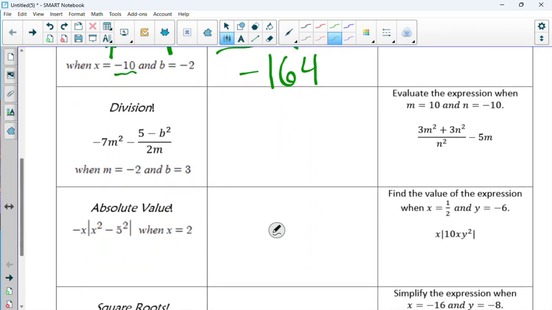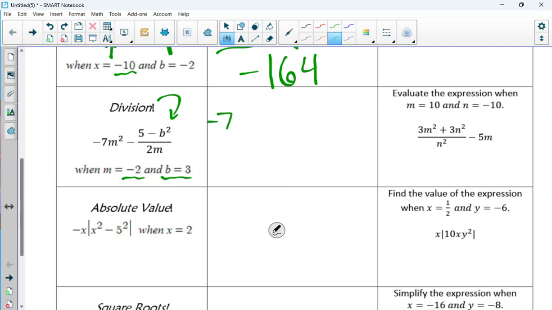All right, when we have a big division problem like this, it's really important that we set it up exactly like we see it, where this whole expression is on the bottom of that fraction. I'm going to show you how to do that when we get to the calculator part. For right now, I'm just going to substitute those numbers in. -2 goes in place of m, 3 goes in place of b.